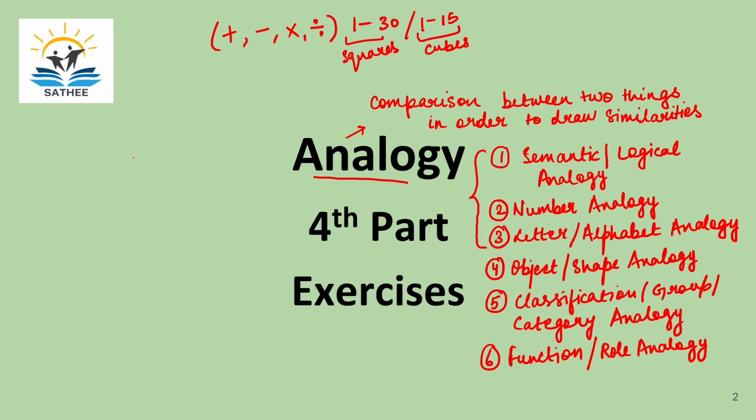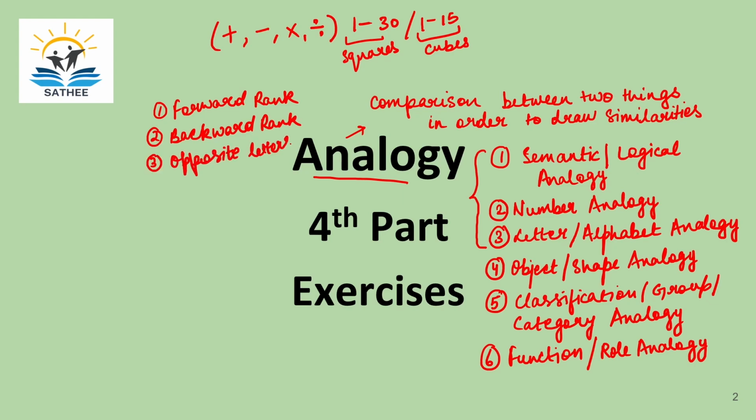In letter alphabet analogy, we used four concepts. First was forward rank, then we discussed backward rank, then we also used the concept of opposite letters, and we also used the concept of loop. So all these four concepts were used in letter alphabet analogy. This is all that we discussed in the previous lectures.